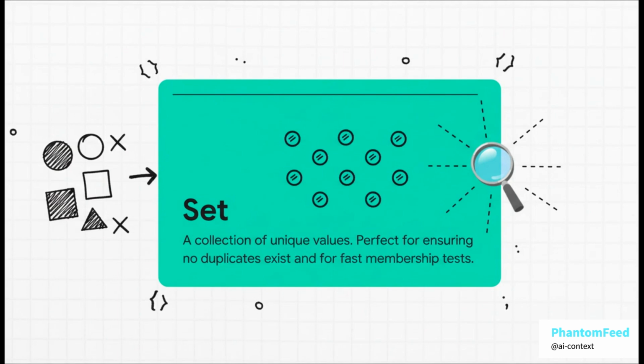Period. Next in our everyday kit is the Set. Its whole purpose in life is beautifully simple but so powerful. It only stores unique values. That's it. If you try to add something that's already in there, the Set just goes, nope, got that one already, and ignores it. This makes it lightning fast for things like deduplicating a list, or even better, just checking, hey, have I seen this thing before?